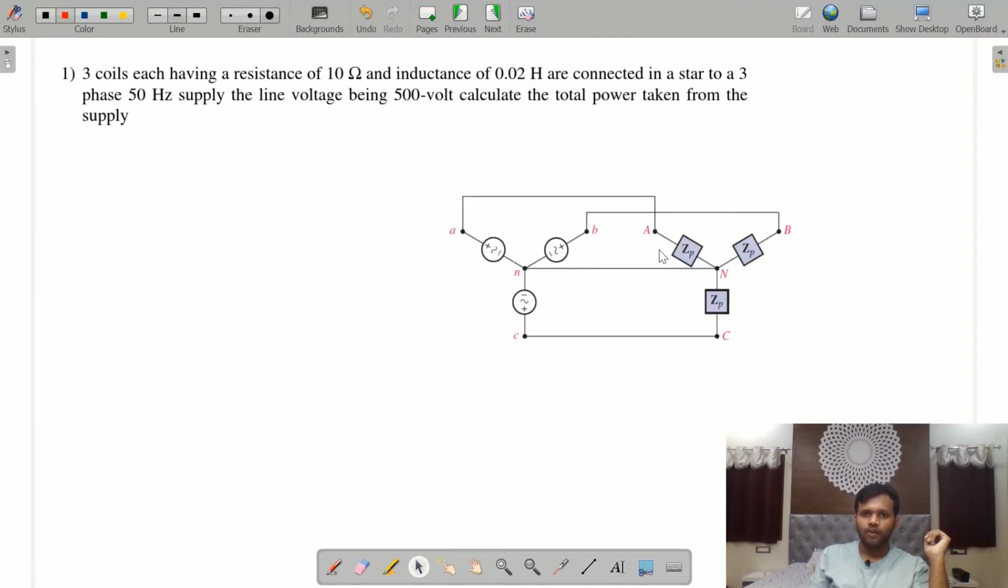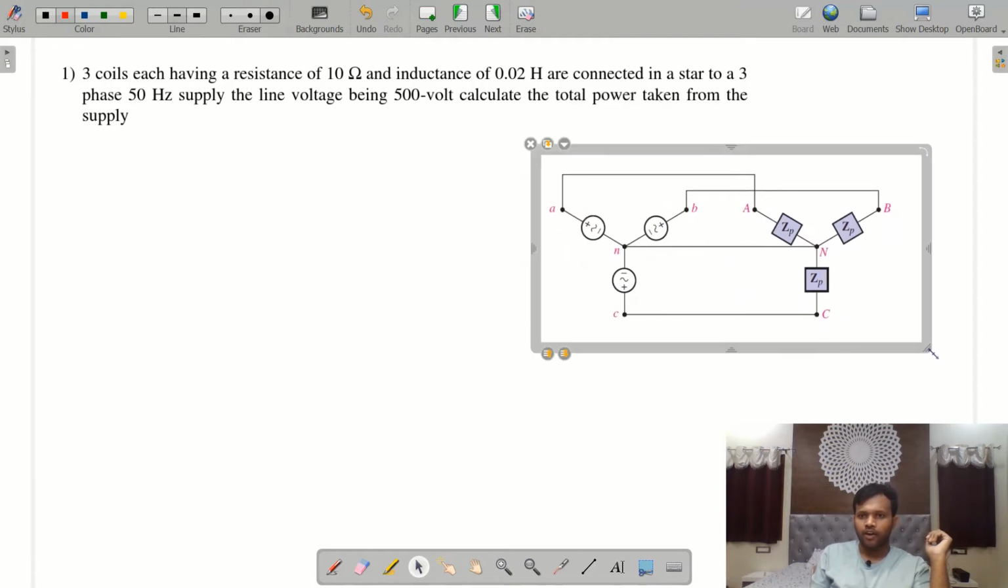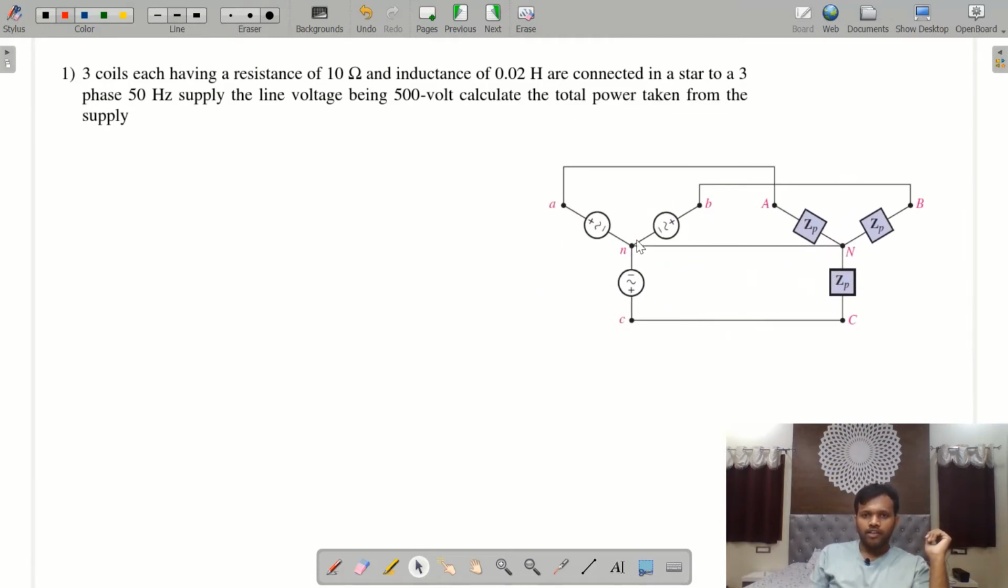So what they had given is a star connected load. Always remember, the source is a balanced star connected source, and the load is an inductive load which has 10 ohms resistance. The impedance of the load is Z equal to R plus j omega L, which is 10 plus j into 2 pi f.